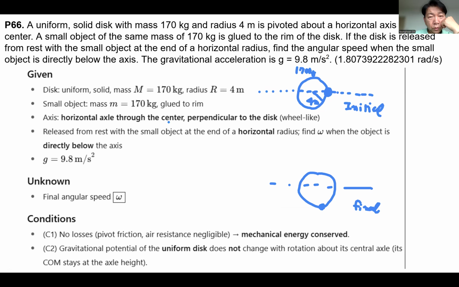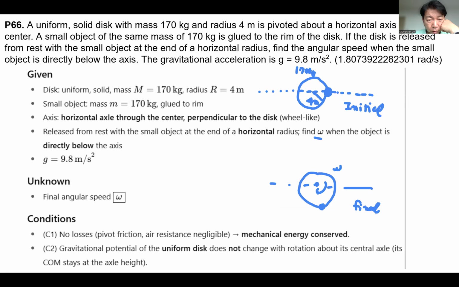So the horizontal axis through the center is perpendicular to the disk, a kind of wheel. Released from rest with a small object at the end of the horizontal radius, find omega when the object is directly below the axis. This is the initial and this is the final state. So we need to find omega. By this small object, it starts rotating.